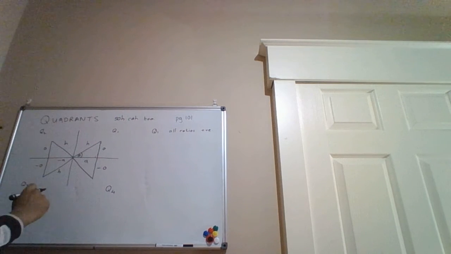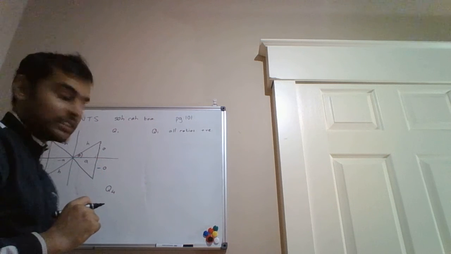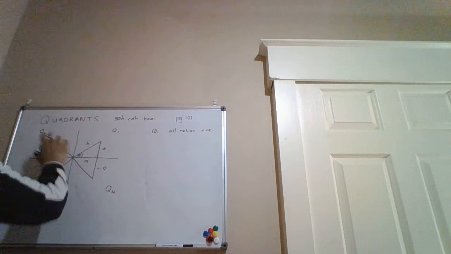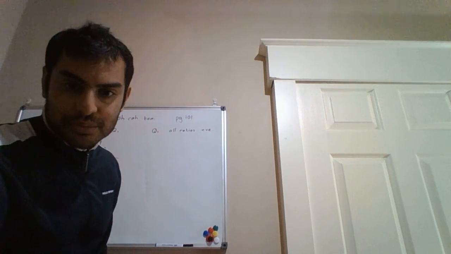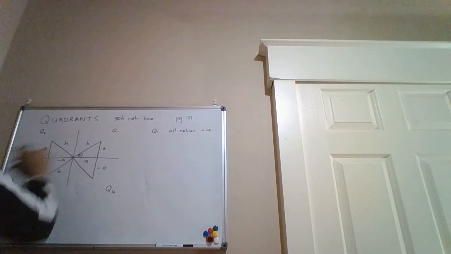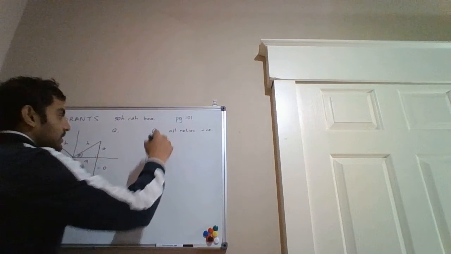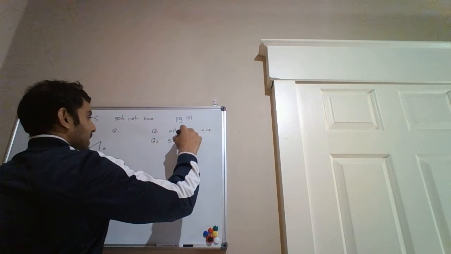For the second quadrant, opposite is positive, hypotenuse is positive, adjacent is negative. So the only trig ratio which would be positive here is sine of theta.